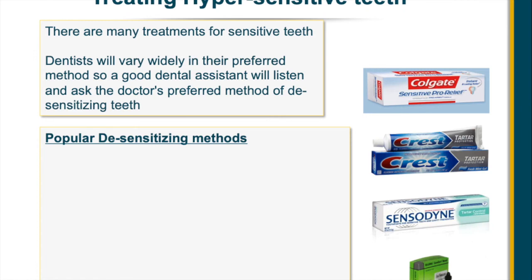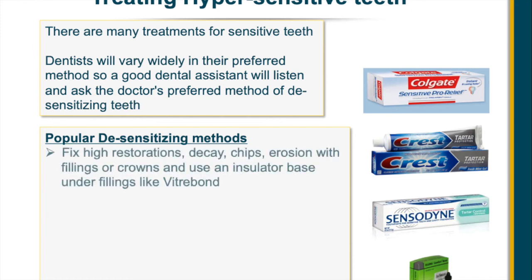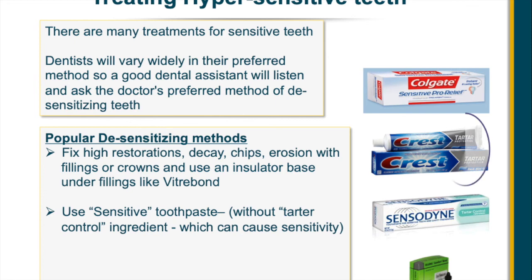How do you handle hypersensitive teeth? There are many different treatments. There are many different methods. Every dentist will have their own preferred method. So I look for things like fixing high restorations, making sure that the bite is correct throughout everywhere, that the occlusion is correct. When I fix a cavity, if it's very close to the nerve, I'll make sure that I put an insulator between the filling and the nerve.